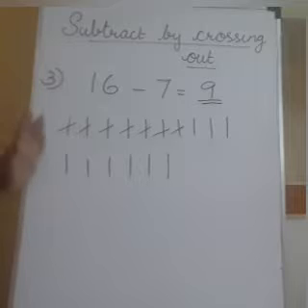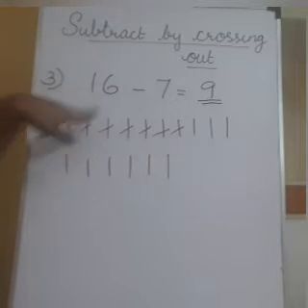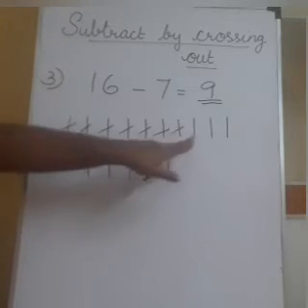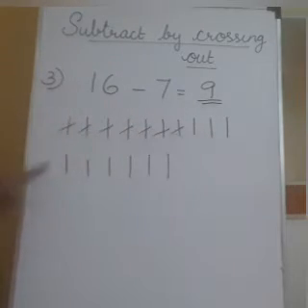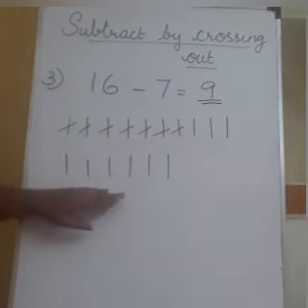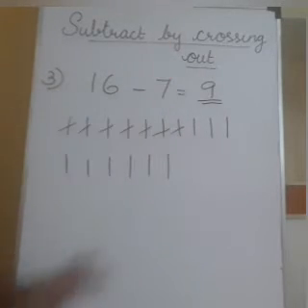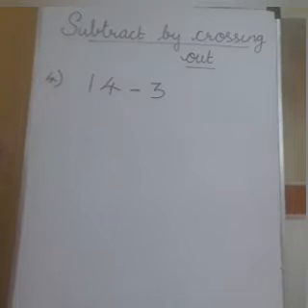Dear kids, what we have done? First we draw 16 lines. Then we cross out 7 lines. And after that we count the remaining lines and write the answer. After cutting the 7 lines, how many lines are remained there? There are 9 lines. So, we wrote 9. Is it clear? Moving to the next question.